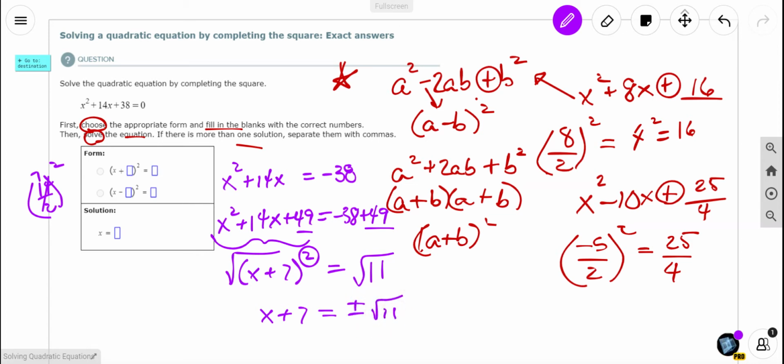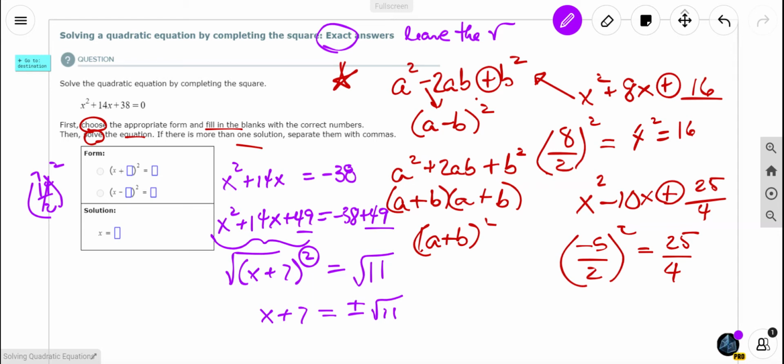Do you see it says with exact answers, this right here? That means leave the square roots. You have to simplify them. If you can find a perfect square within that square root, you have to simplify it, but you leave it. Now I need to solve for x.